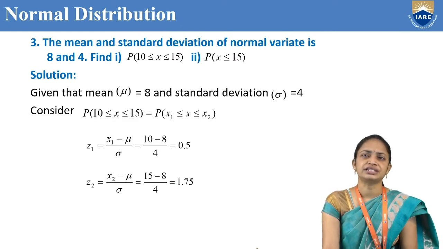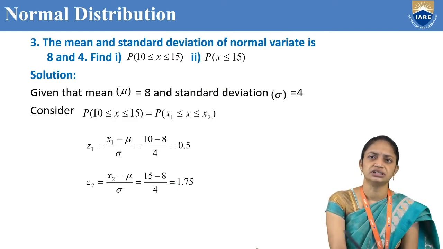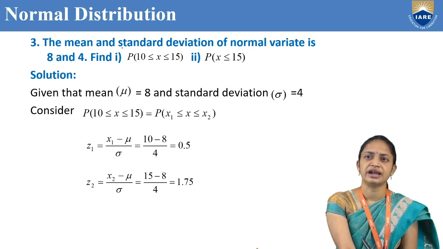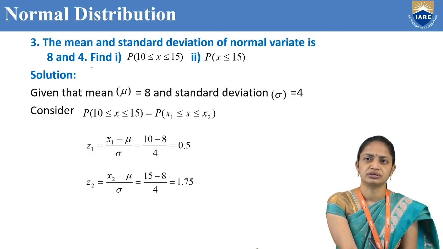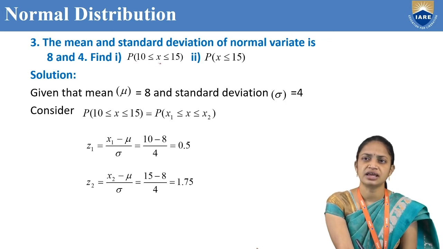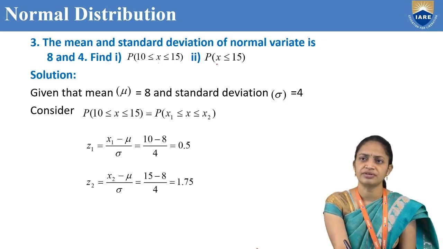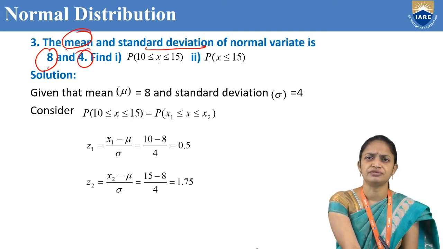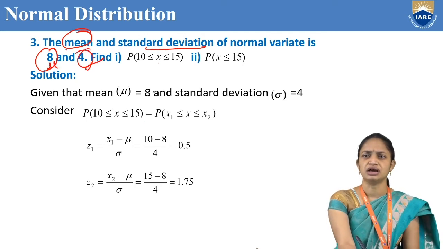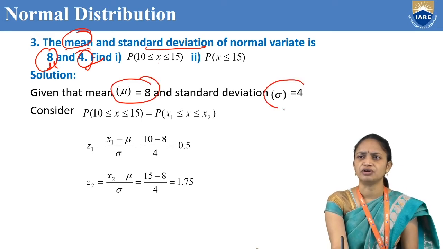So coming to the next question. The mean and standard deviation of a normal variate are 8 and 4. Find first, P of 10 less than or equal to x less than or equal to 15, and second, P of x less than or equal to 15. Here the mean is 8 and the standard deviation is 4. Mean is denoted with mu and standard deviation with sigma, so mu equal to 8 and sigma equal to 4.